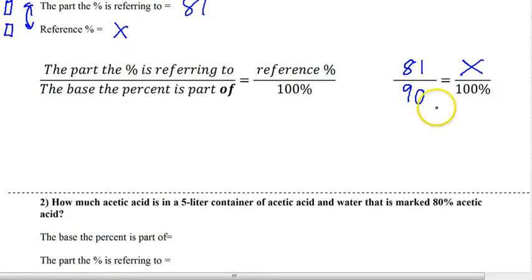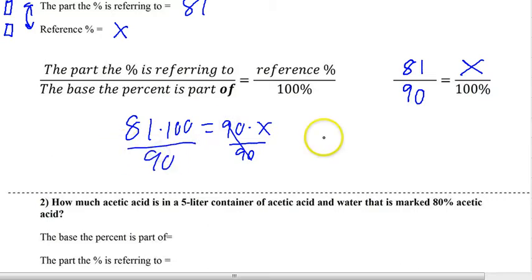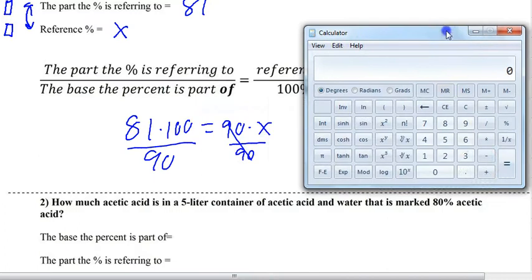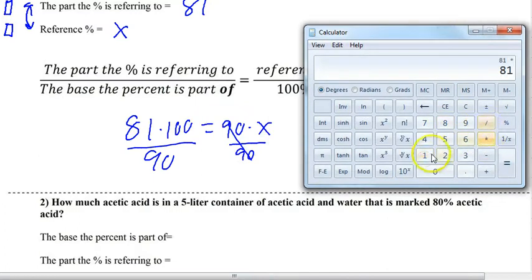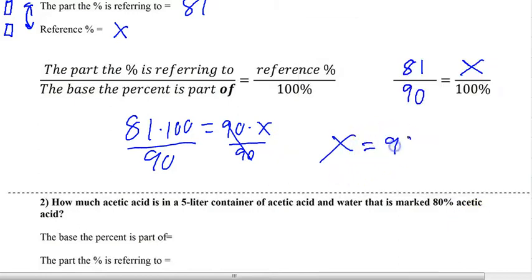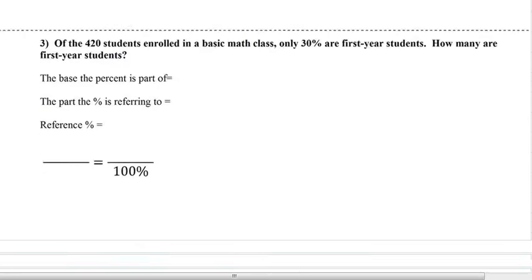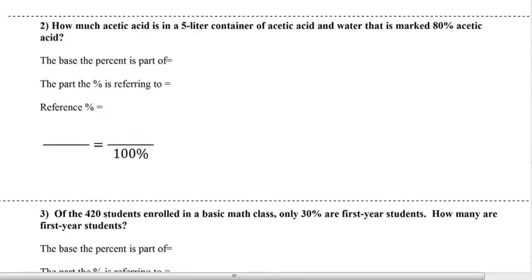And now if we solve this equation, 81 times 100 equals 90 times x, and then divide by the 90, we get 81 times 100 divided by 90. 90%. And why is it a percent? Because we are looking for the percent. And that's it. Let's try another one. I have a few of them for us to try before you get to do some yourself.